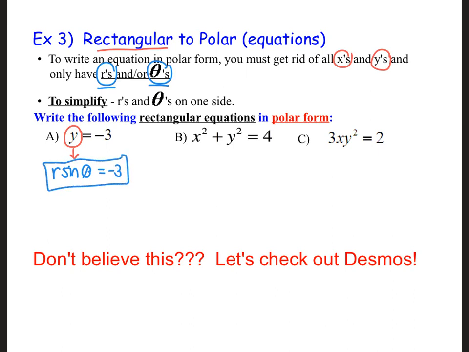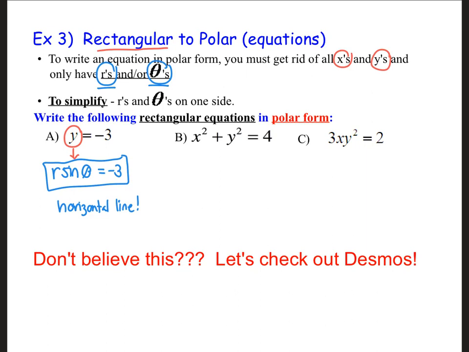This is what the equation would look like in polar form. Now keep in mind, if I was to graph these two, these are both going to end up graphing the same thing. In this case, these are both going to end up graphing a horizontal line, and we're going to be looking at that next week. Okay, so that one was pretty straightforward.